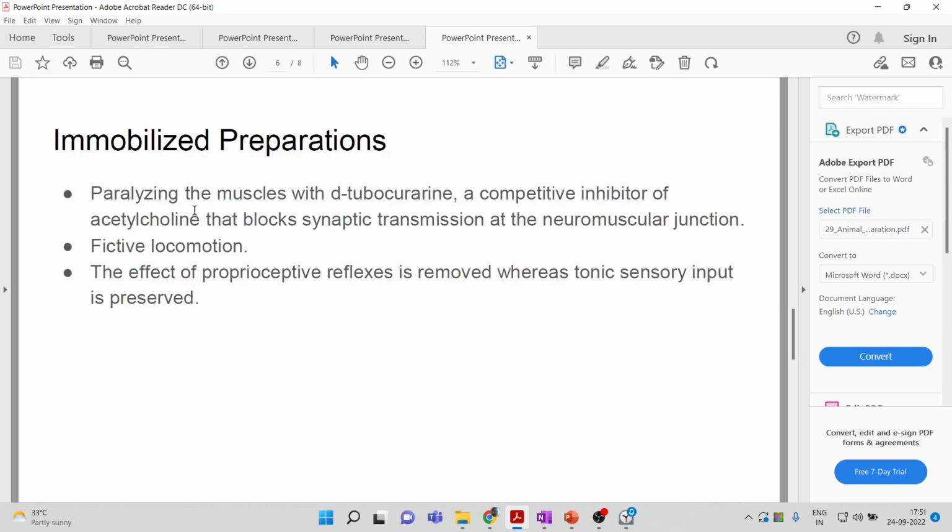So in the immobilized preparation, the muscles are paralyzed with d-tubocurarine, which is a competitive inhibitor of acetylcholine that blocks synaptic transmission at the neuromuscular junction. So this is basically used to study the effect of proprioceptive reflexes.